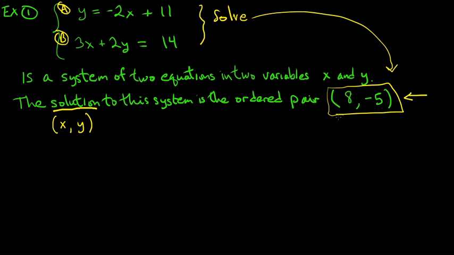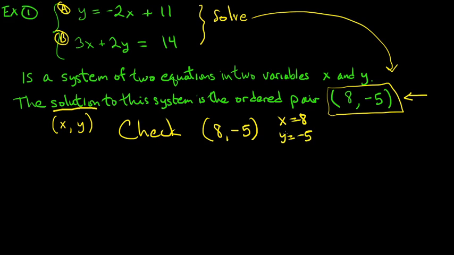Don't take my word for it here. Check yourself, right? So we want to check that this ordered pair, x equals 8 and y equals -5, is indeed the solution. So how do we check that? Well, you check it just by plugging the numbers into the equation. Everywhere you see an x, change it to an 8, and everywhere you see a y, change it to -5.